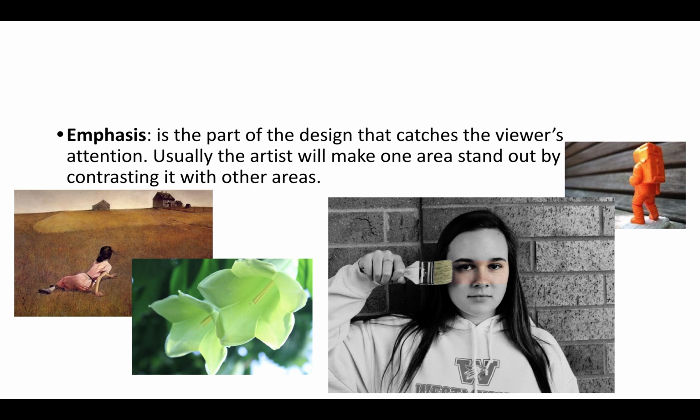Another principle is called emphasis, and emphasis is when you highlight one area to catch the viewer's eye. A way that they do it is by doing something to contrast from the rest of the picture. So all of these photos have emphasis, and you probably are wondering what about the flower is emphasized, but it's because it is the focal point of the picture. It's so zoomed in, it's emphasized that the flower is there.